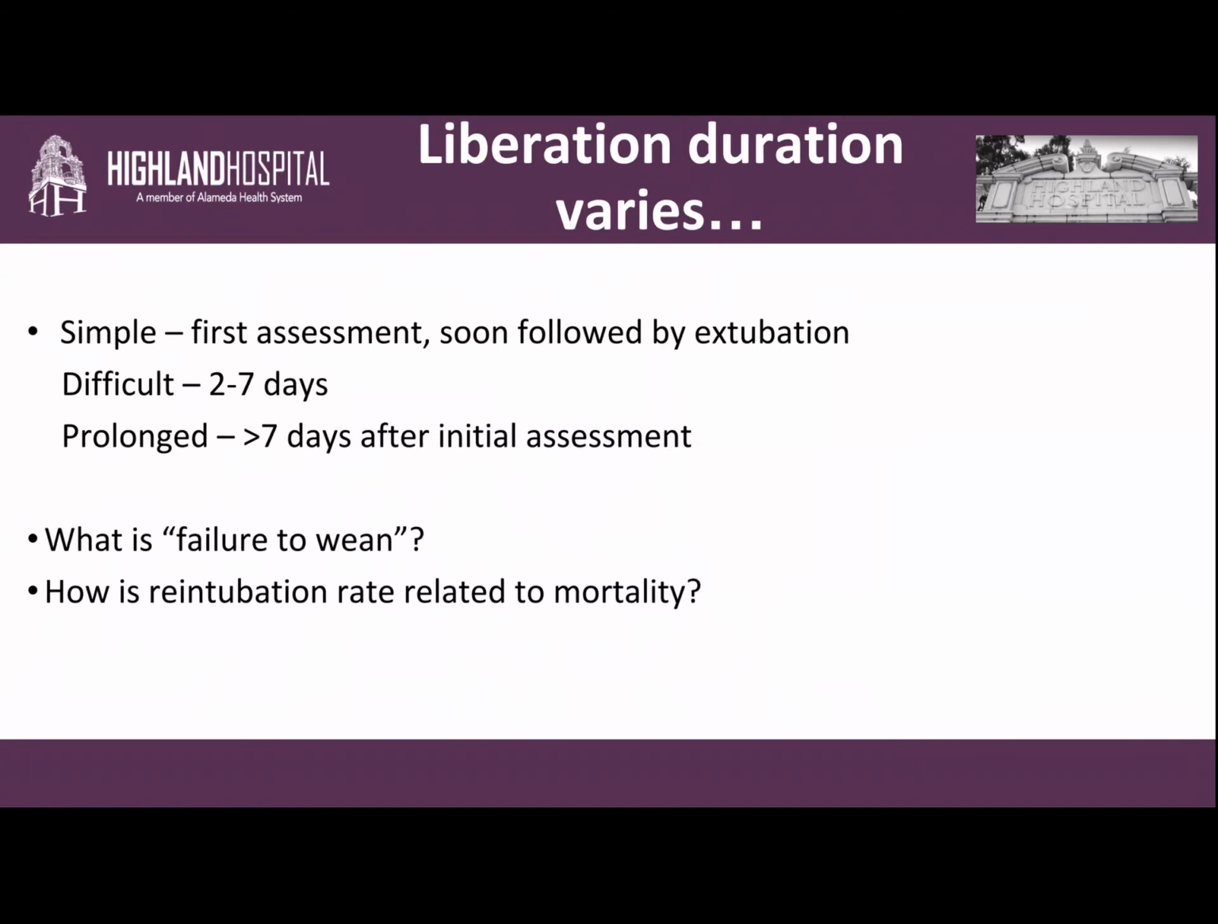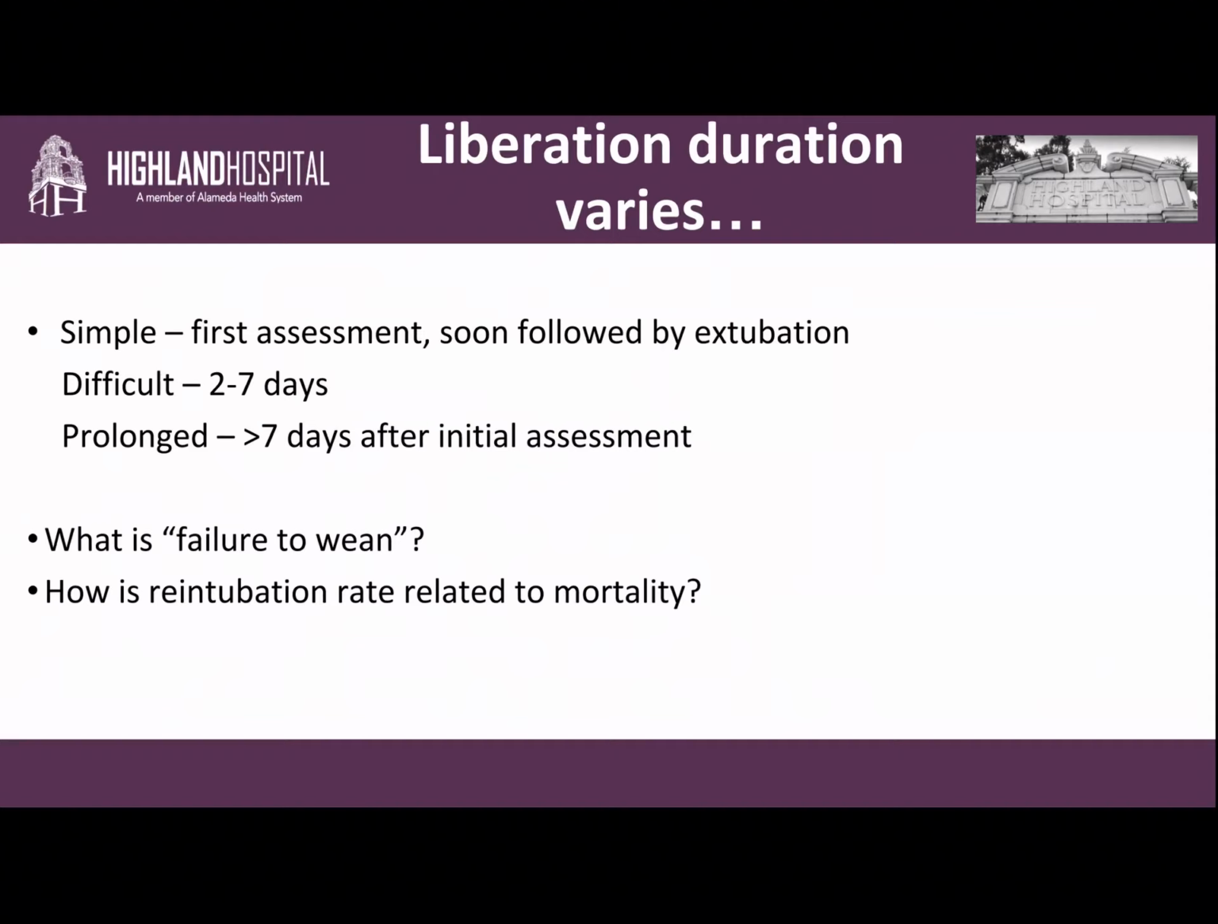The duration of the extubation process varies quite a bit, and I wanted to share some terms with you that might be interesting to learn about. First is simple liberation or simple weaning, and that is when you assess a patient, you decide that they are eligible for spontaneous breathing, you go through your algorithm, and then you extubate them soon after that. Difficult is when this process takes 2 to 7 days, and prolonged is if you've been trying for more than a week to get someone off the ventilator and it's just not happening.